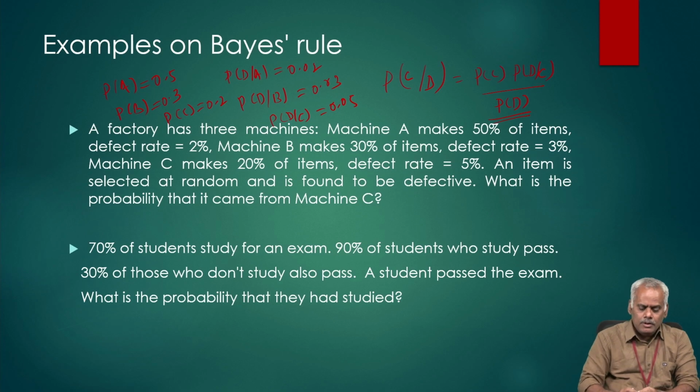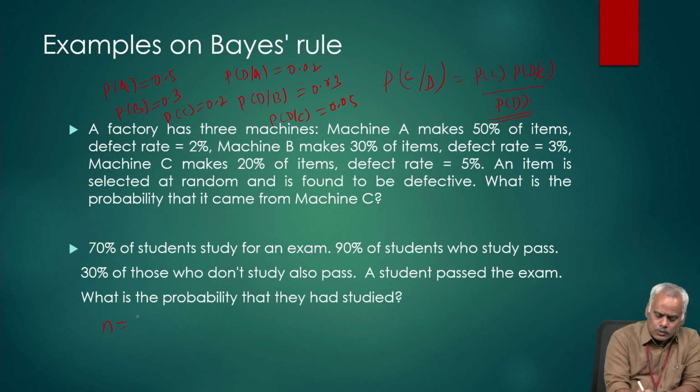And second example on Bayes' theorem, 70% of students study for an examination, 90% of the students who study pass, 30% of the students who do not study also pass. A student passed in examination, what is the probability that they had studied?